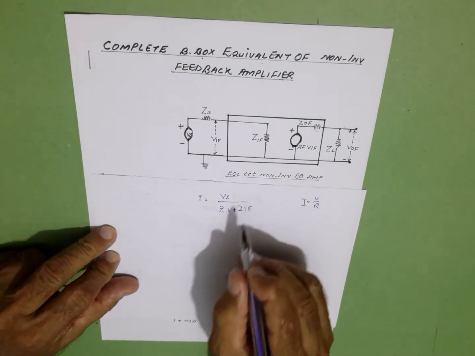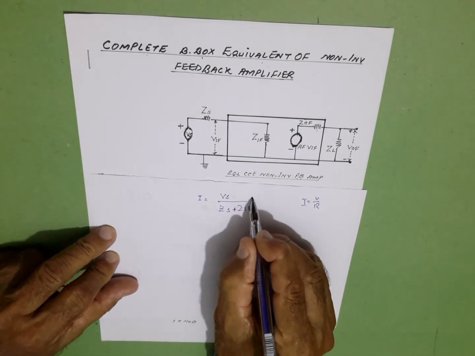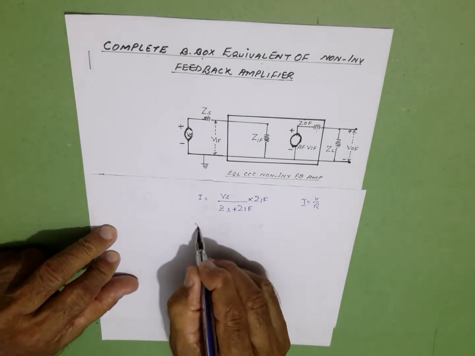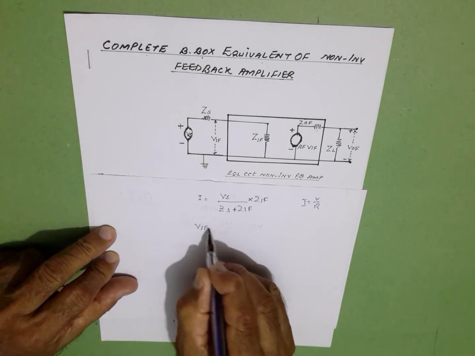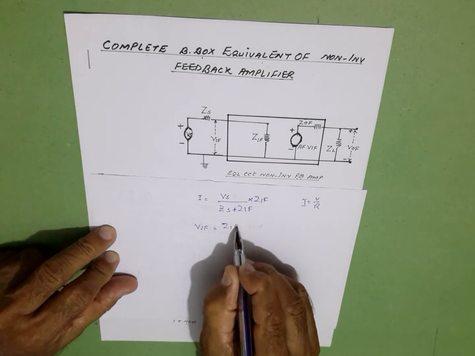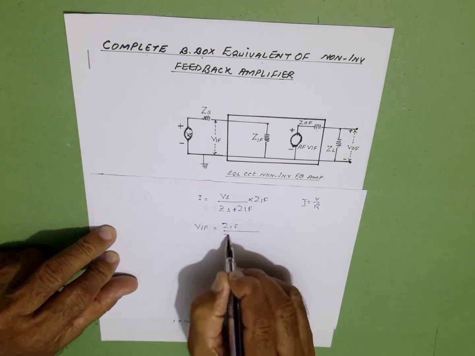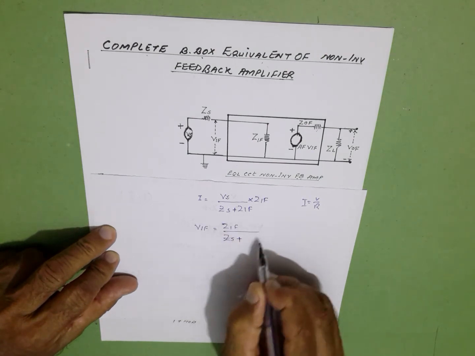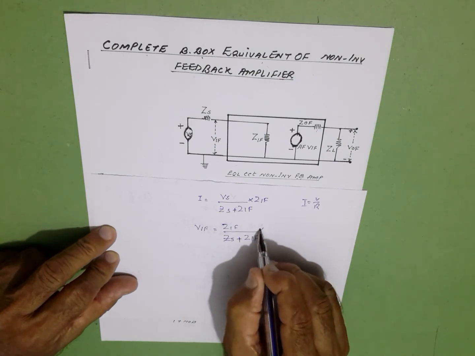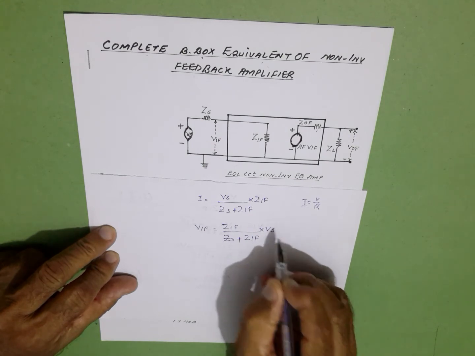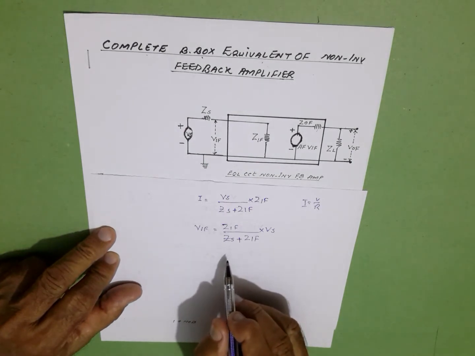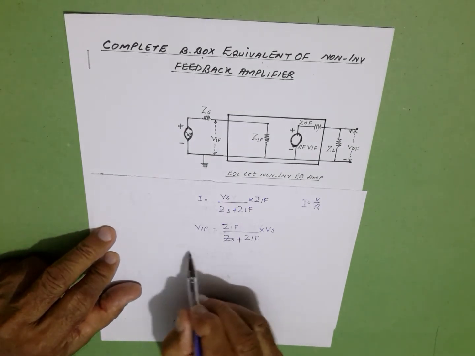So let us multiply this with ZIF, and we can now write VIF is equal to ZIF over Zs plus ZIF into Vs. This is VIF, the closed loop input voltage.